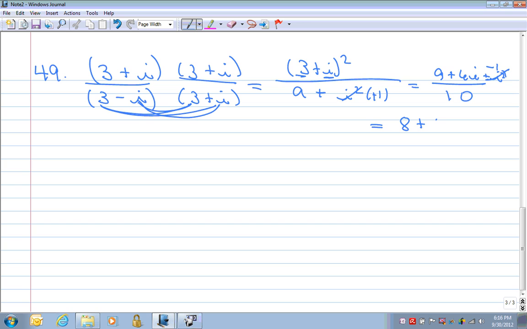So we have 8 plus 6i over 10. Now, I'm going to have you break this into 2 separate fractions so you can simplify each fraction. There will be several ways that you could write this, but we're going to just break it into 2 fractions. We're going to make this 8 over 10 plus 6i over 10.